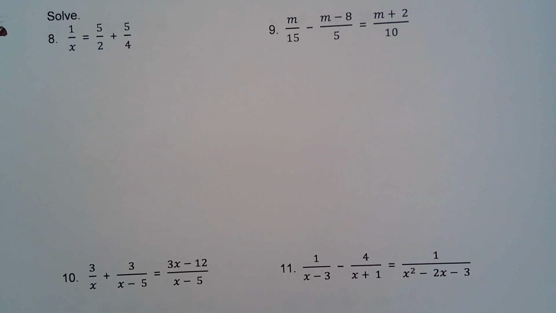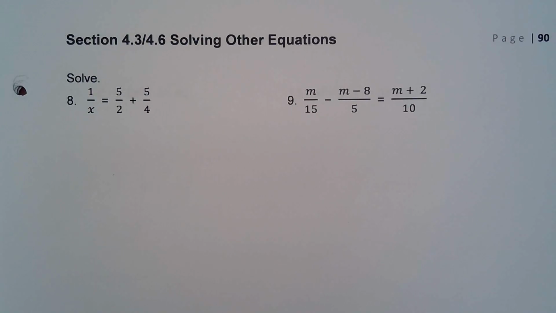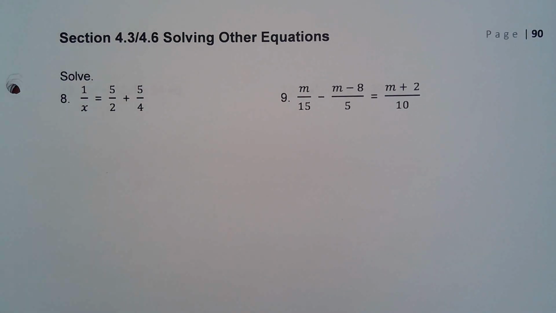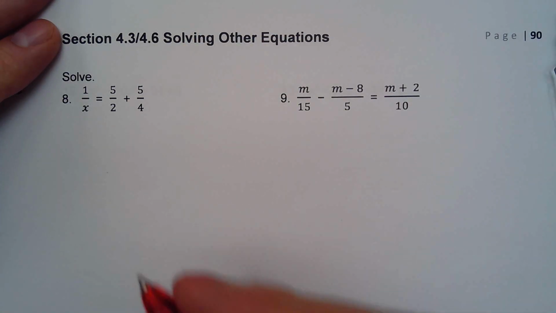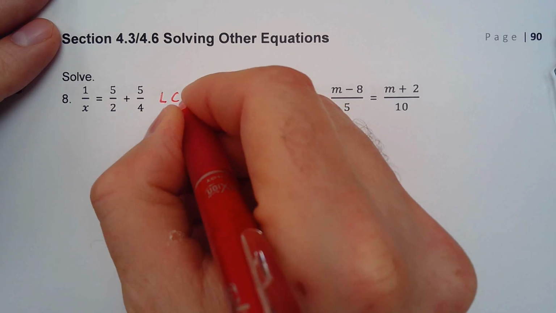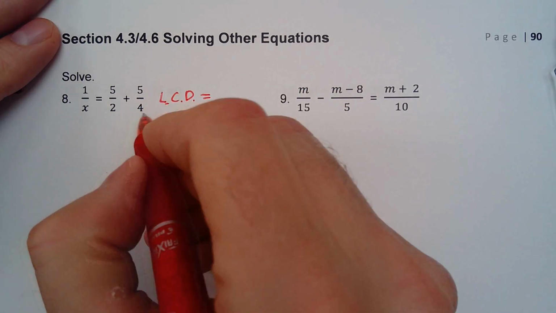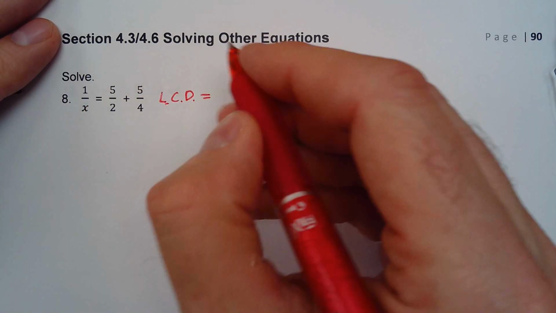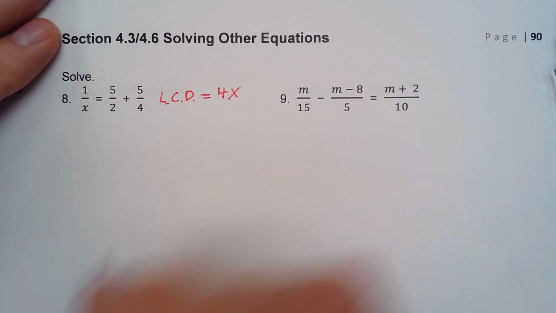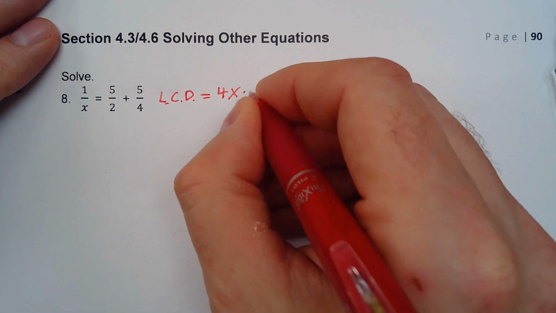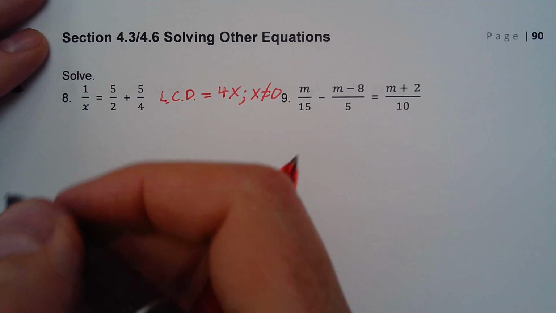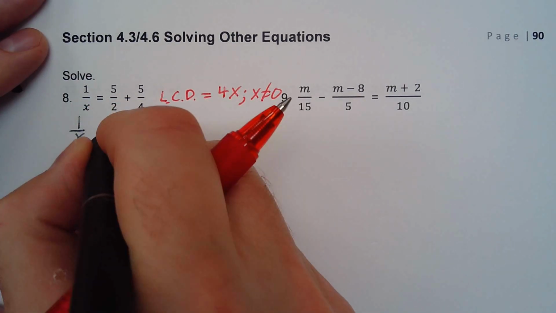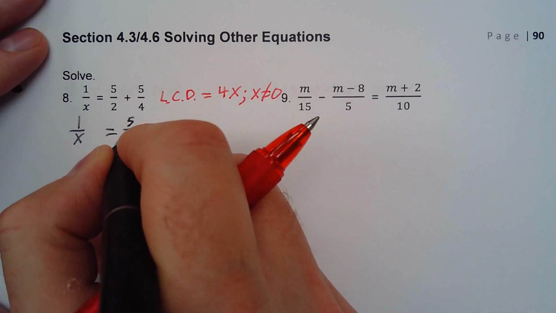All right, now moving over to this section. We got everyone's favorite, solving rational equations. So again, here we're going to get the LCD. So my LCD for this first one, well, LCD of 2 and 4 is going to be 4. So my LCD for all of them is going to be 4x. And I just want to note here, x cannot be equal to 0. All right, so let's go ahead and multiply both sides by the LCD.